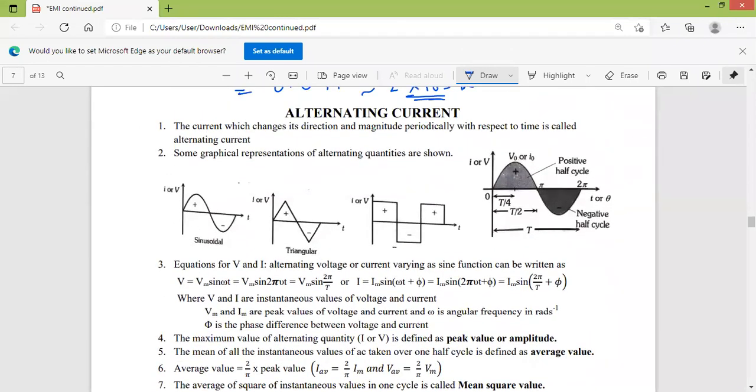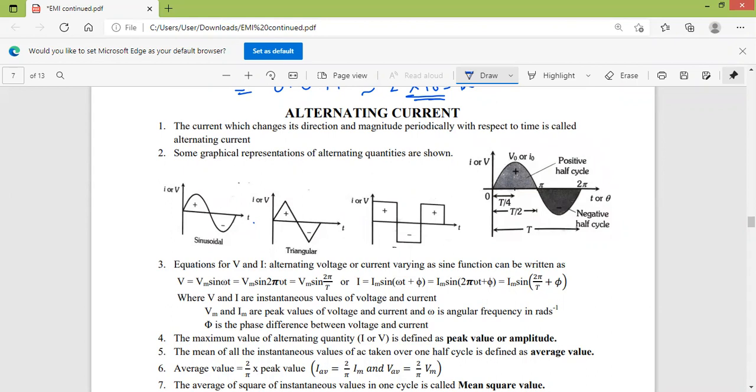Alternating current. The current which changes its direction and magnitude periodically with respect to time is called alternating current. Some graphical representations of the alternating quantities are shown. This is a sinusoidal variation of current or voltage with respect to time. This is a triangular wave representation. This is a square wave representation.